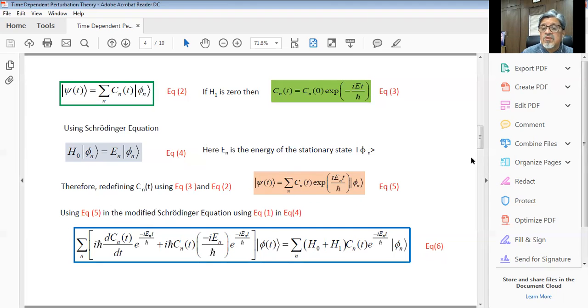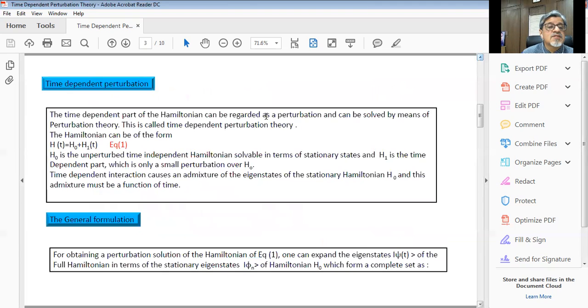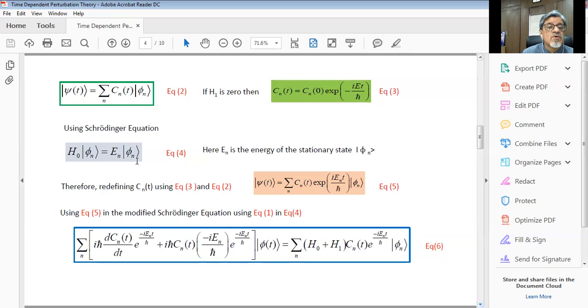So we are using two different equations. That is equation 1, and also we are using the Schrodinger equation in this particular modified form. If we take the time dependent part and take a derivative with time, first this will be differentiated, and in the second one this will be differentiated. So here we have iħ dCn(t)/dt, so we are differentiating this.